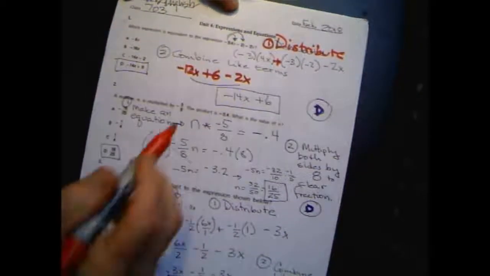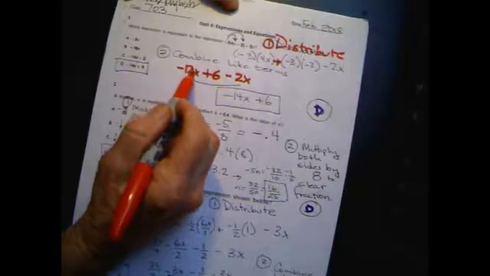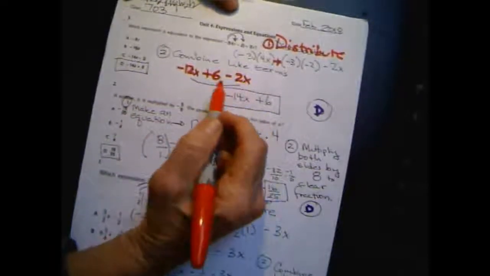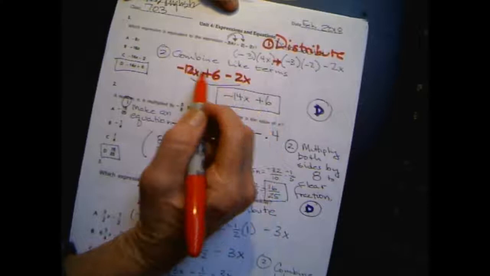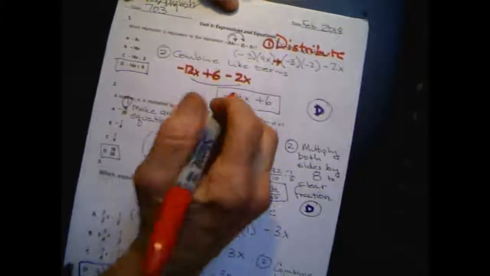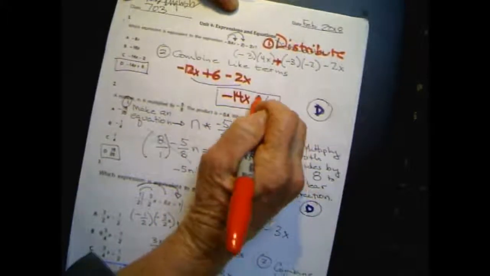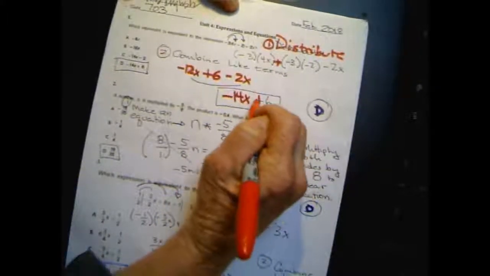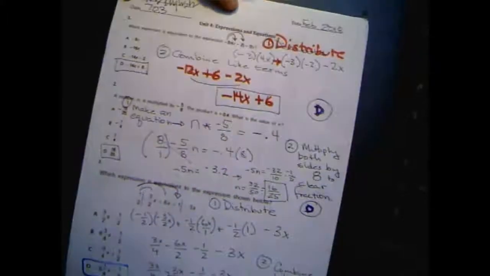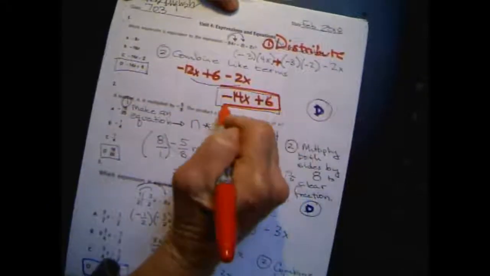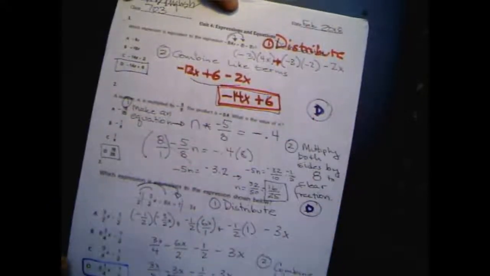I have some like terms here. I have a -12x and a -2x. If I add two negatives together, -12 and -2, my final answer is -14x, and then I have this 6, which is just left over. This is my final answer. It is answer choice D.